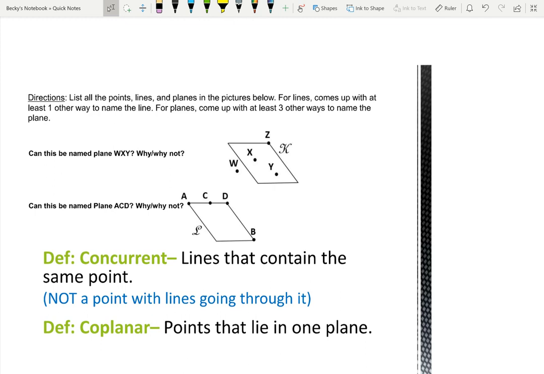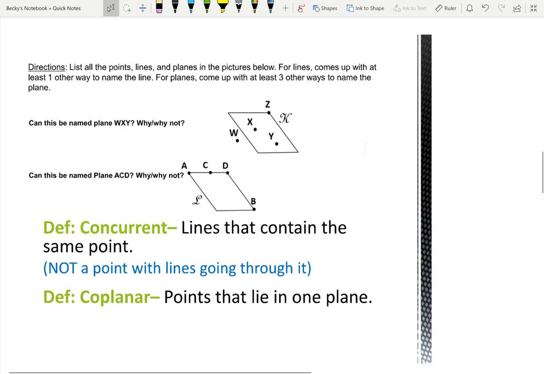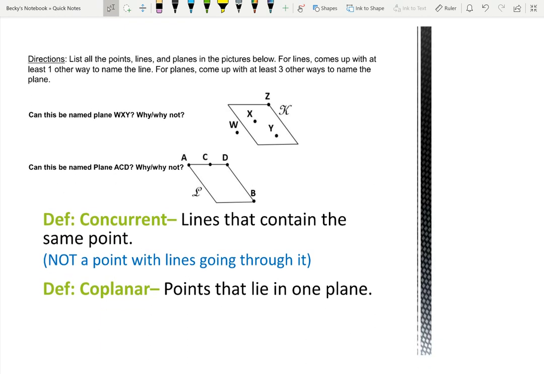List all the points, lines, and planes in the picture below. For the lines, come up with... okay. So, can you name the plane WXY? All right, so let's look at the points. WXY.